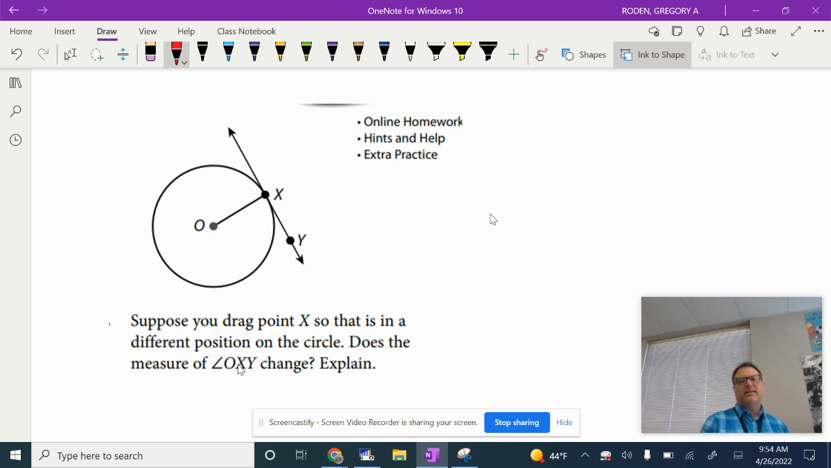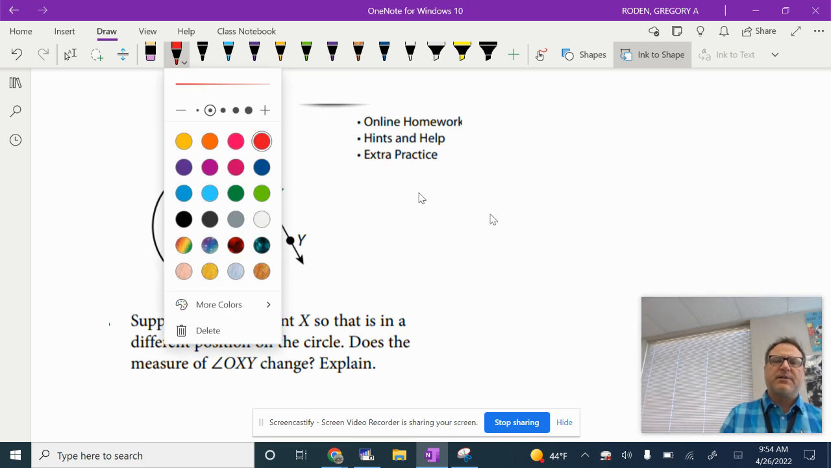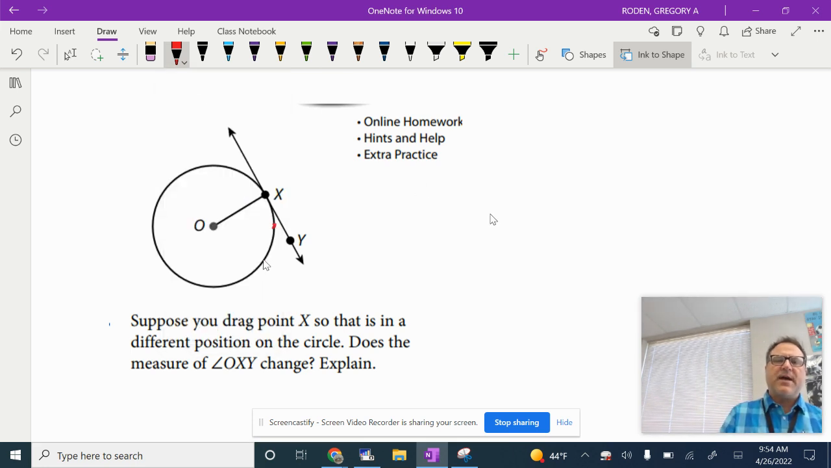Wyatt. So if I take X and move X along this circle, is that angle ever going to change, Wyatt? Why not? Why would it not change? When the radius intersects a point of tangency, it's always a right angle. It's always a right angle. Do you guys understand that? So that's the whole point of yesterday. It's restating what we just learned.